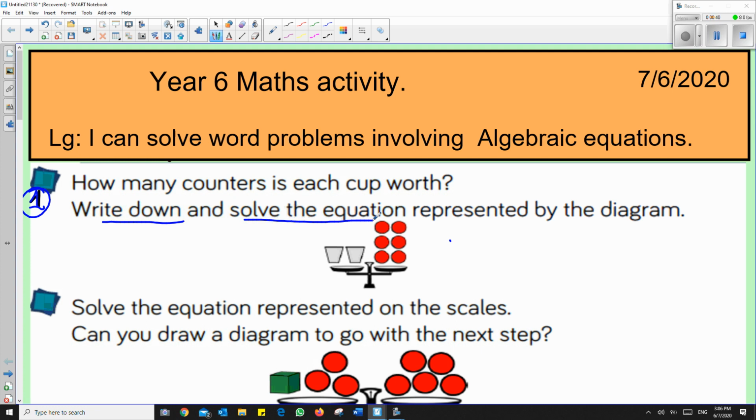So you have 2 cups here and 6 counters. How can we write that? 2 cups can be represented by the letter x each. So the equation will be 2x is equal to 6. Now, solve the equation represented on the scales.